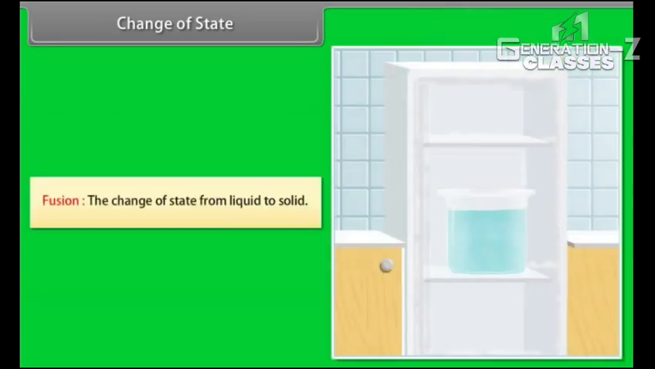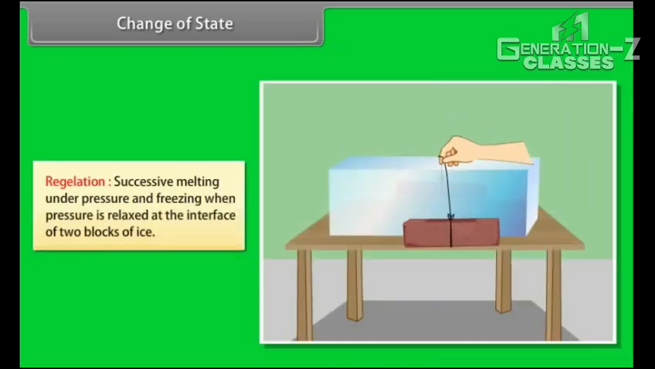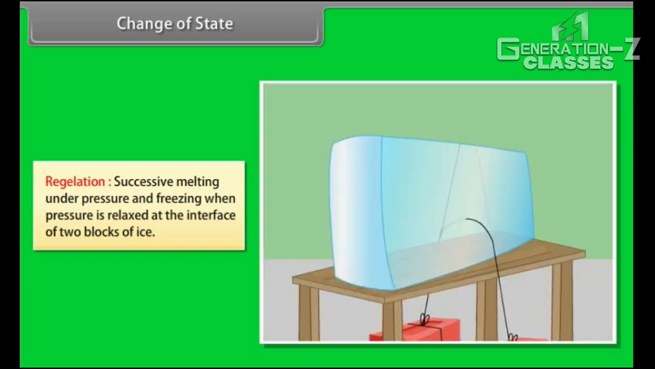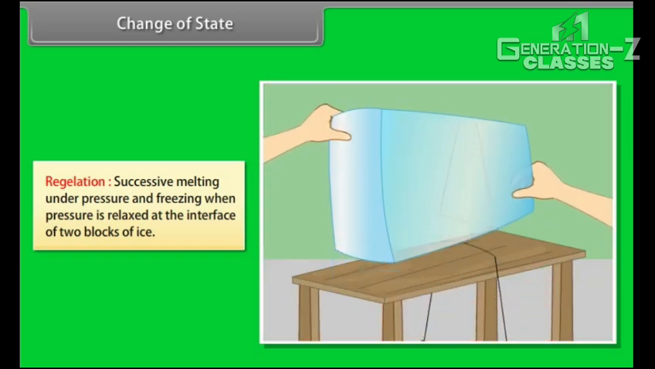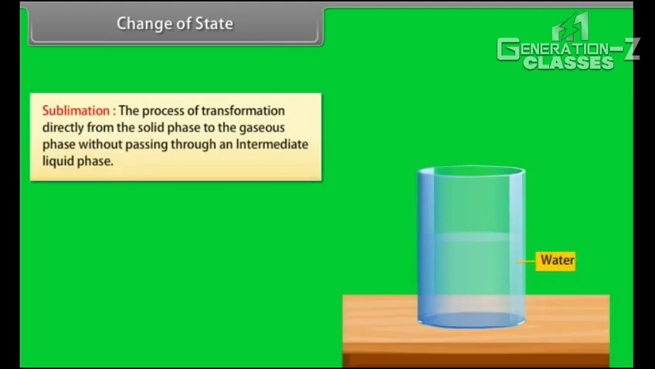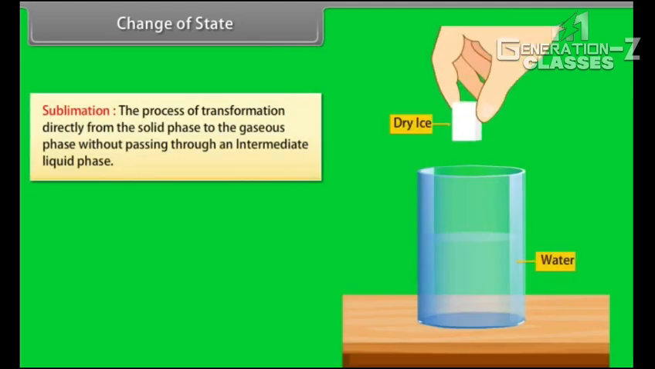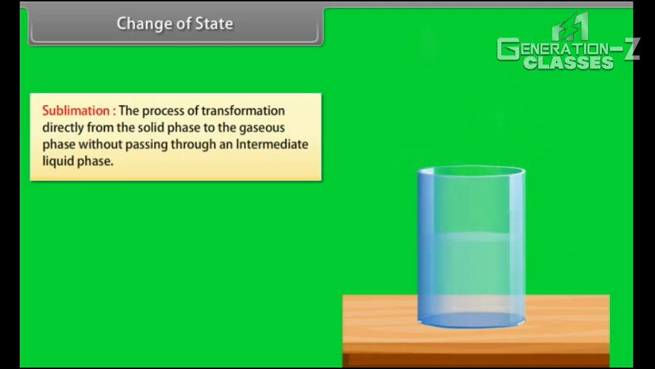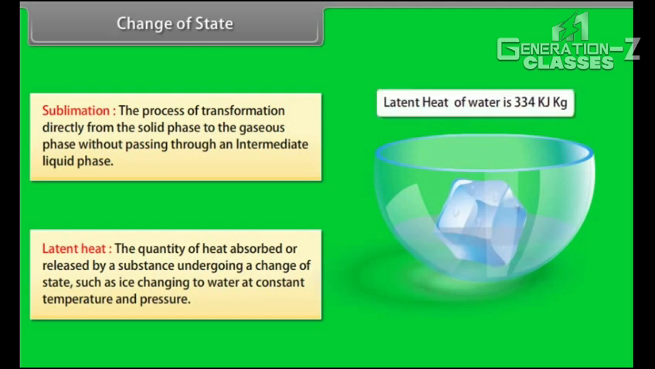Fusion: the change of state from liquid to solid. Regelation: successive melting under pressure and freezing when pressure is relaxed at the surface at the interface of 2 blocks of ice. Sublimation: the process of transformation directly from the solid phase to the gaseous phase without passing through an intermediate liquid phase. Latent heat: the quantity of heat absorbed or released by a substance undergoing a change of state, such as ice changing to water at constant temperature and pressure.